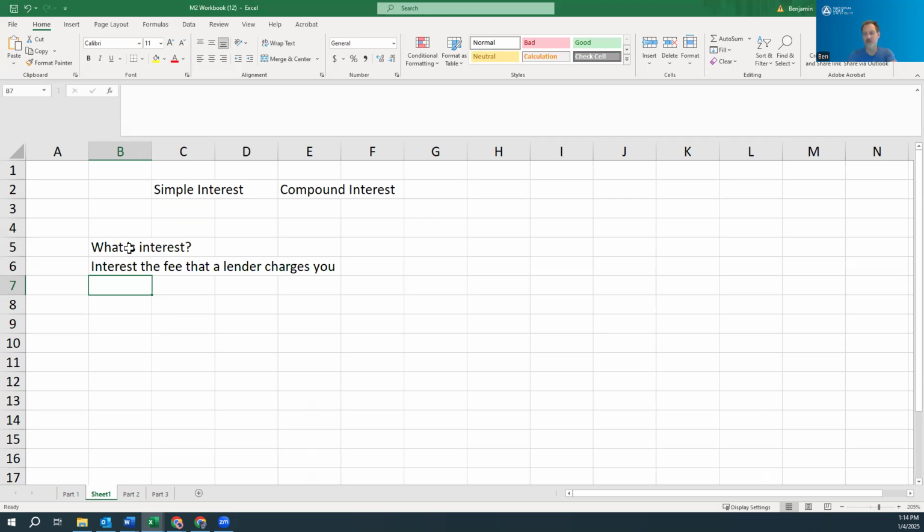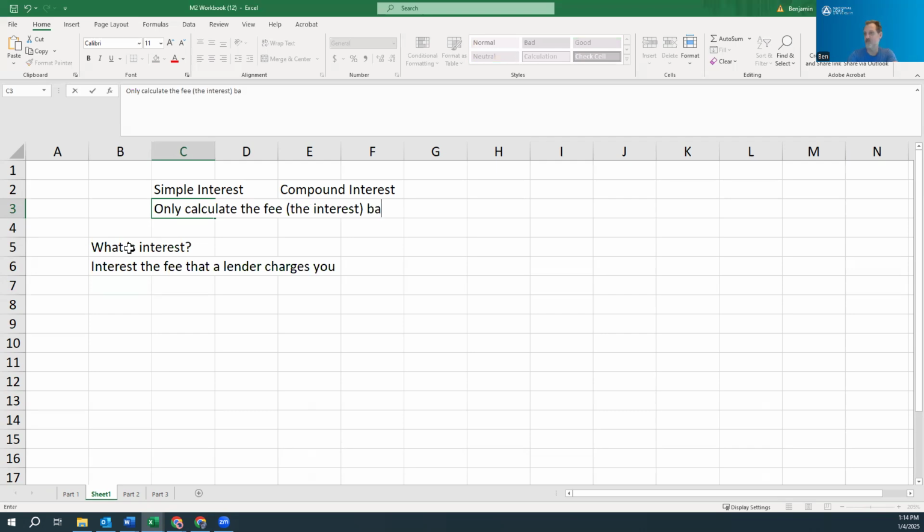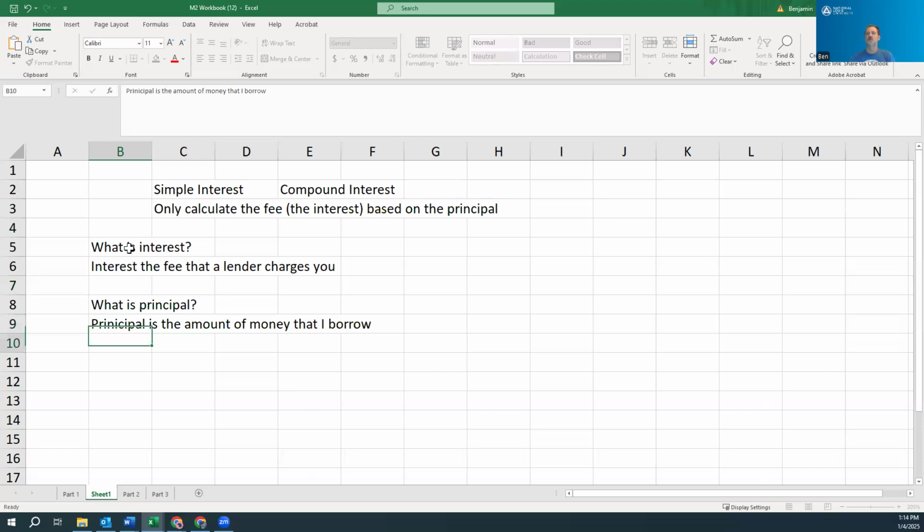Now, simple interest is where we only calculate the fee, the interest, based on the principal. Okay, so here's another word. What is principal? So principal is the amount of money that I borrow. So if I borrow $200 and I'm going to pay simple interest, the fee that I pay will only ever be based on that $200.